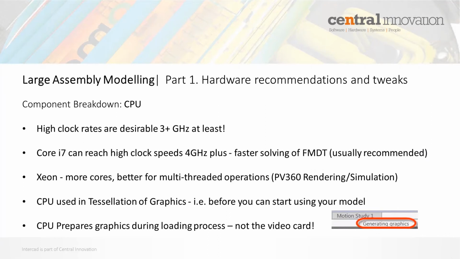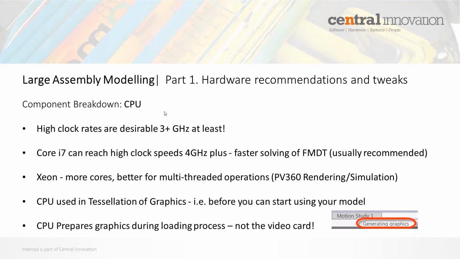Just to wrap up on the CPUs, high clock rates are desirable, so 3+ gigahertz on the chip. When you're getting down to 1.8 or 2.0 gigahertz, SolidWorks is probably going to start to struggle a little bit, particularly at the large assembly end of modelling. I'd probably always recommend using Core i7s. I've seen a few people with Core i5s, but at large assembly model you really need to be using the i7 to get the extra high clock speeds and to take advantage of overclocking as well. And again, it's giving us that faster solving of the FeatureManager design tree.